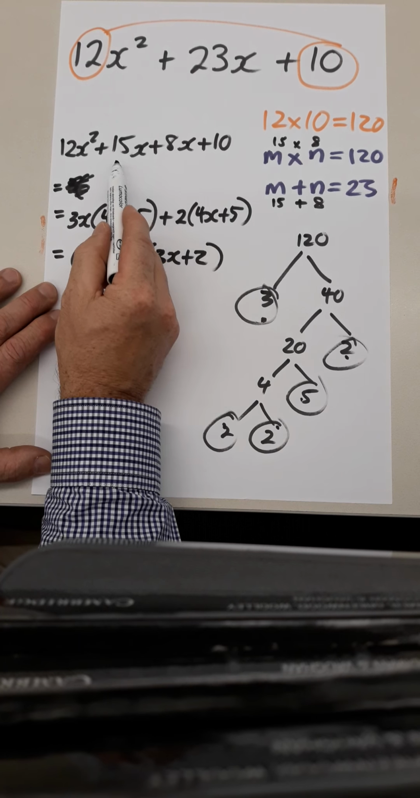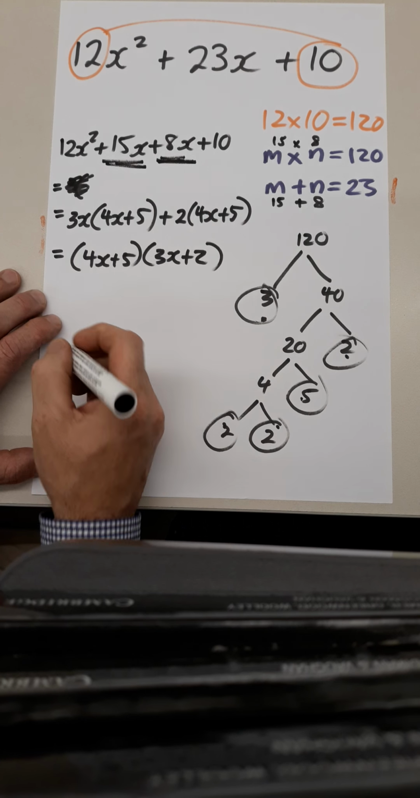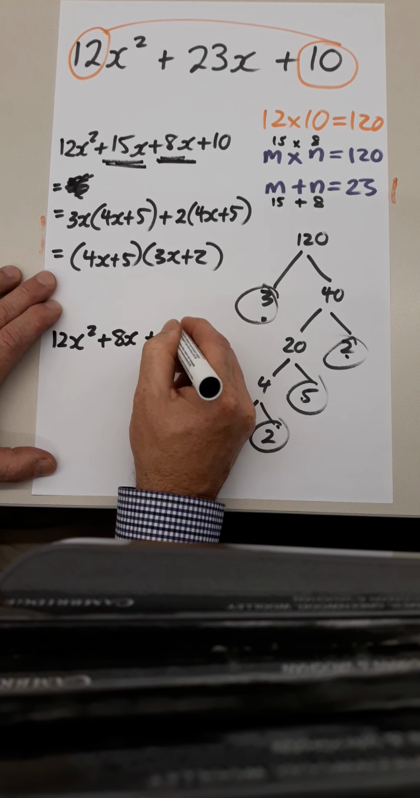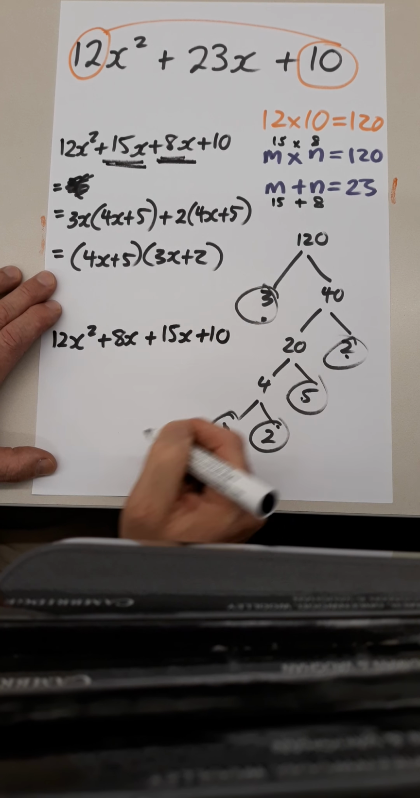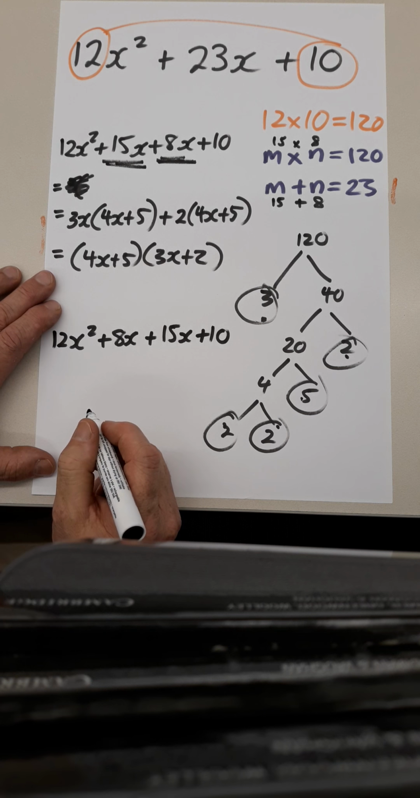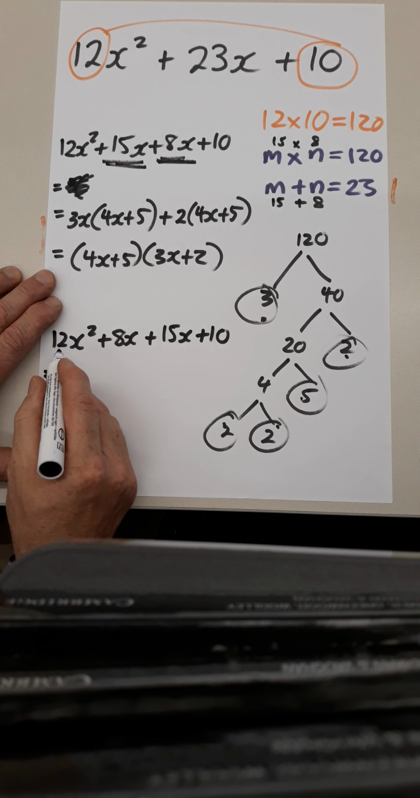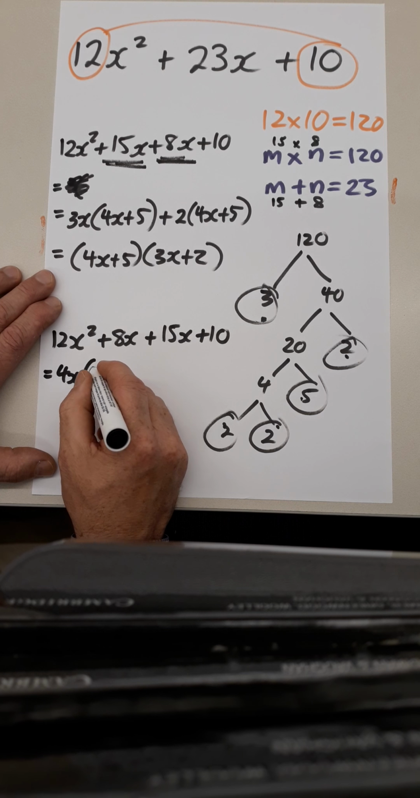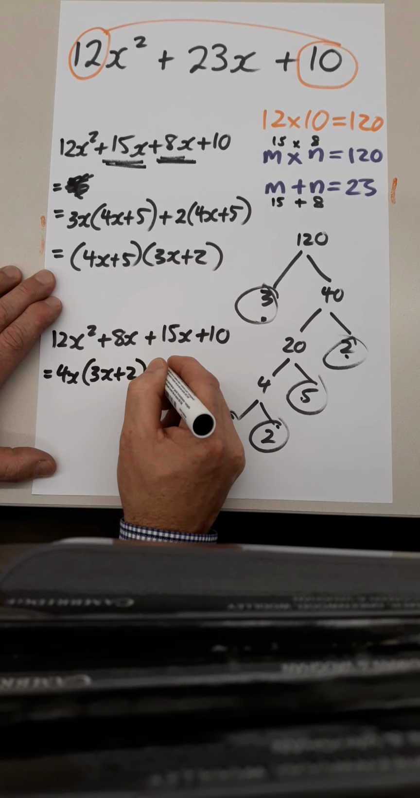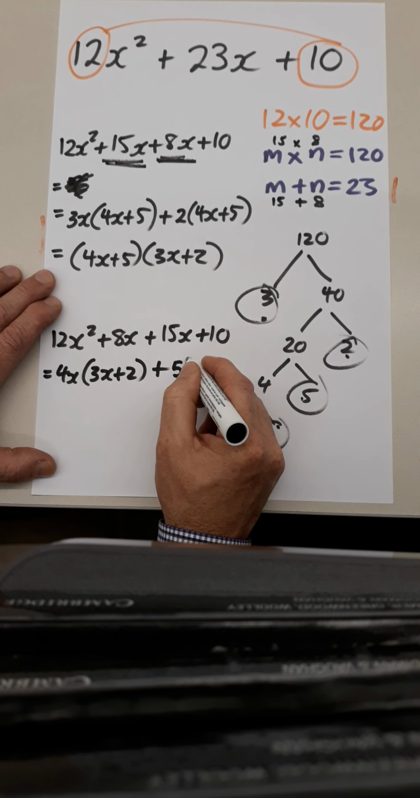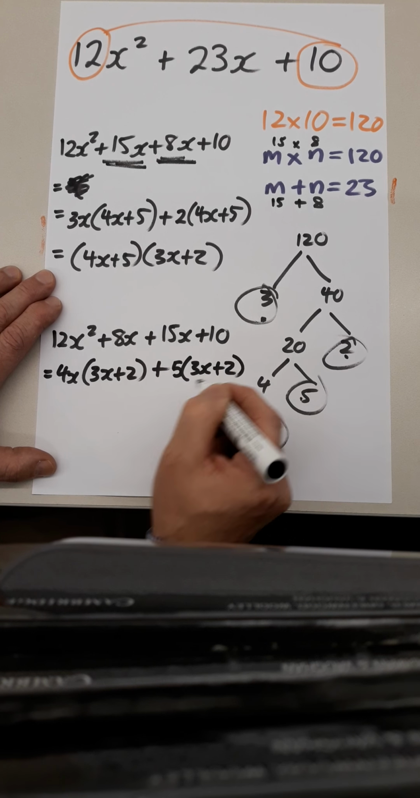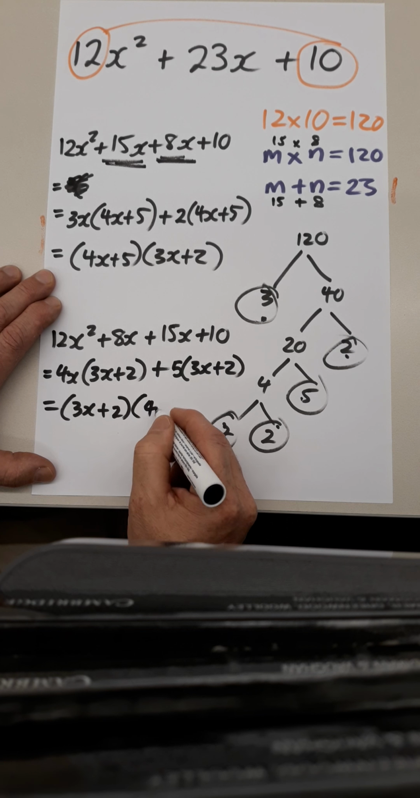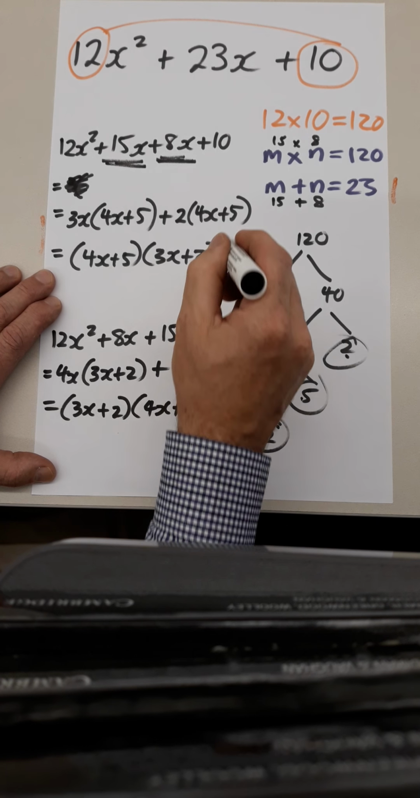Once again, what if I'd put these the other way around? Well, in this case, it's not going to be a problem. If it ever was a problem for you, for some reason, you can just swap them and make life easier. But in this case, what goes into 12x squared and 8x? 4x into 3x plus 2 plus 5 into 3x plus 2. So that's 3x plus 2 is in both of those, and 4x plus 5. Same answer.